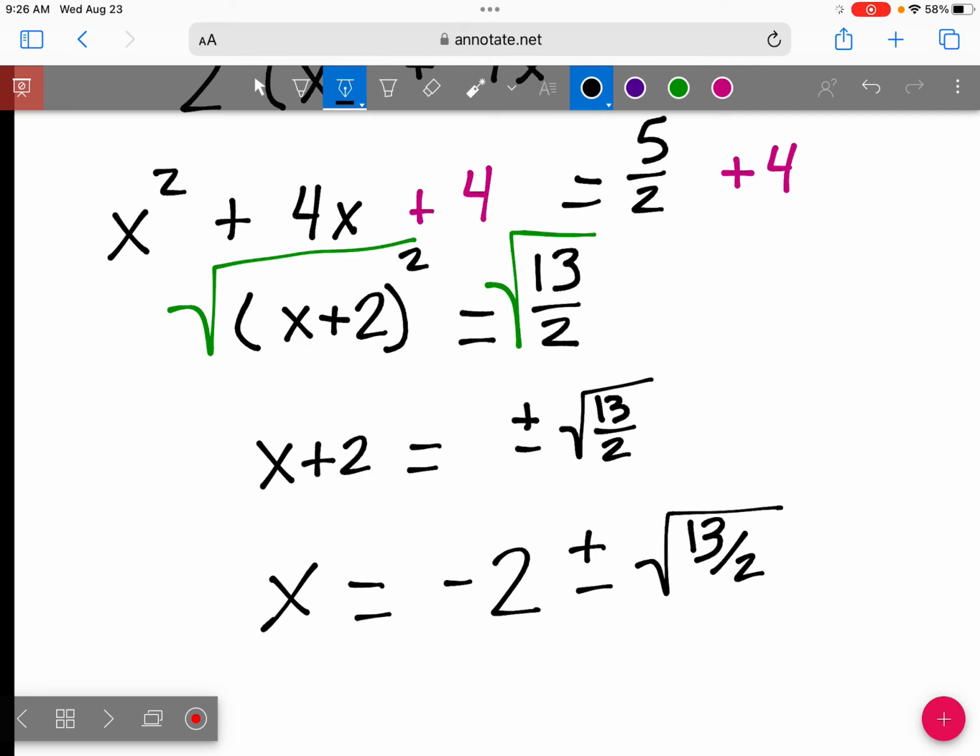The 13 came from 4. If we make it common denominators, it's 8 halves plus 5 halves. 8 plus 5 gives us 13 over 2. So we common denominated this at the same time that we added it.